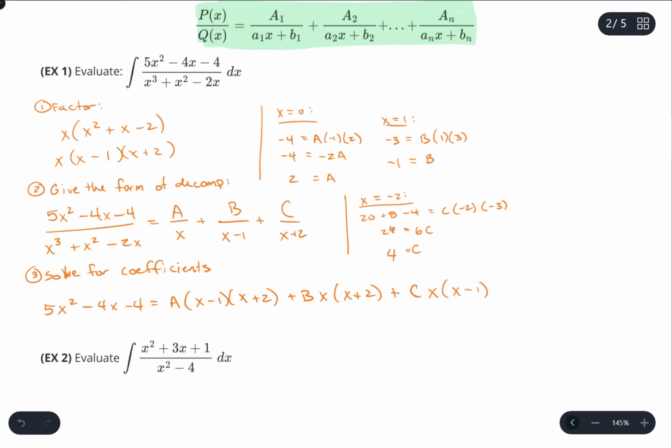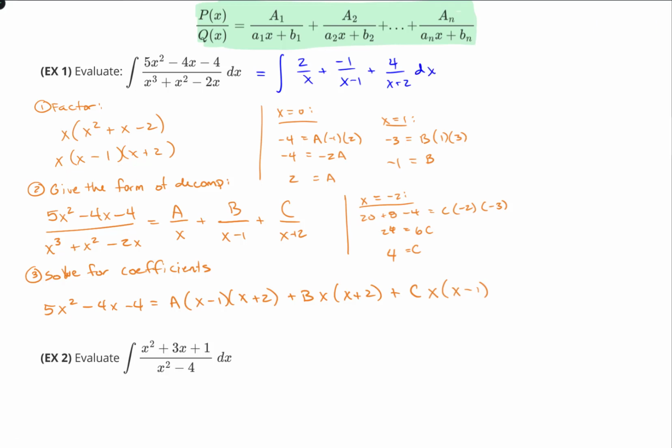Okay, now that means that this integral is now equal to a over x, and a is 2, so 2 over x plus b over x minus 1 plus c over x plus 2 dx. Now, here's the nice thing.